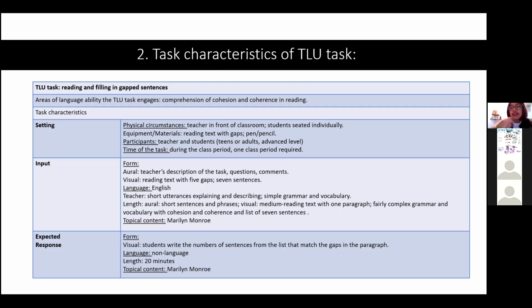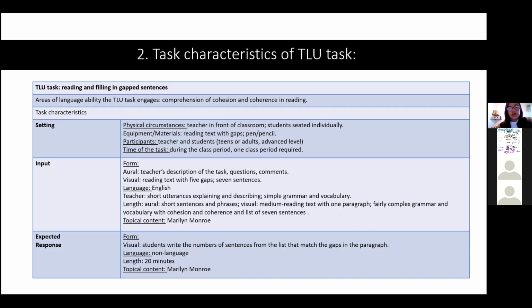And visual, in this case, depends on the materials that we are working with. In this case, students are going to read something, so we are going to describe it like reading text with 5 gaps, 7 sentences. But we are going just to describe something briefly. In the language, we are going to describe also the language that we are going to work with, in this case, English.